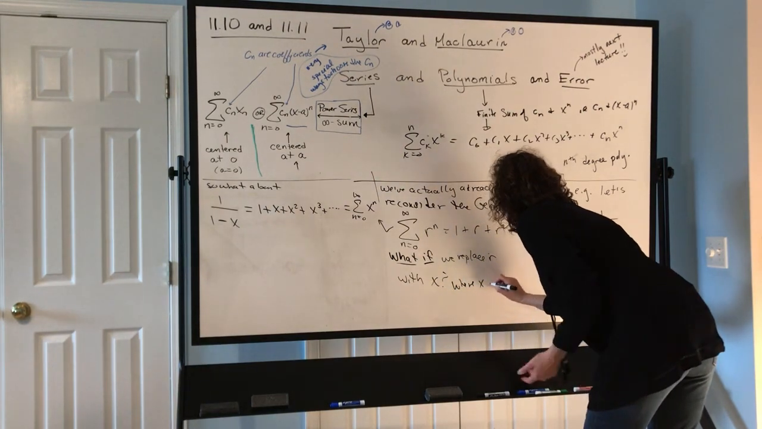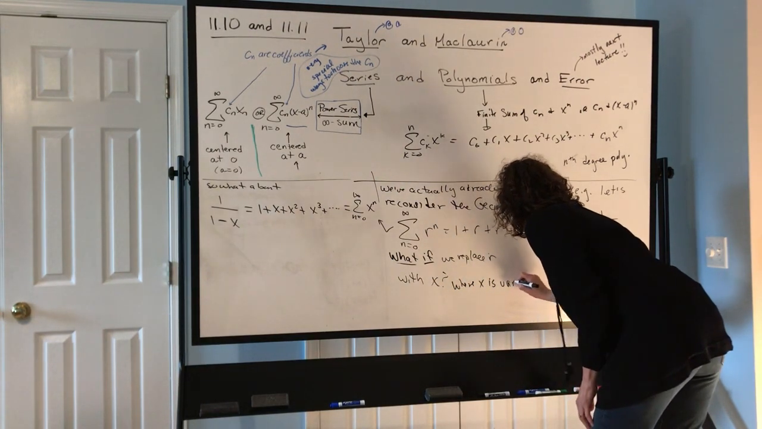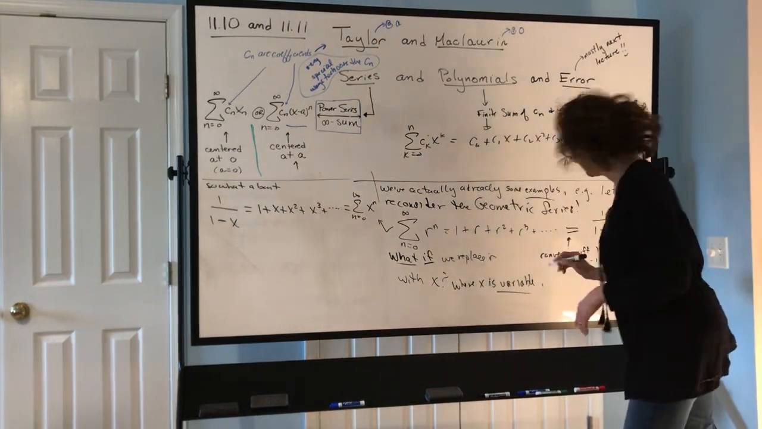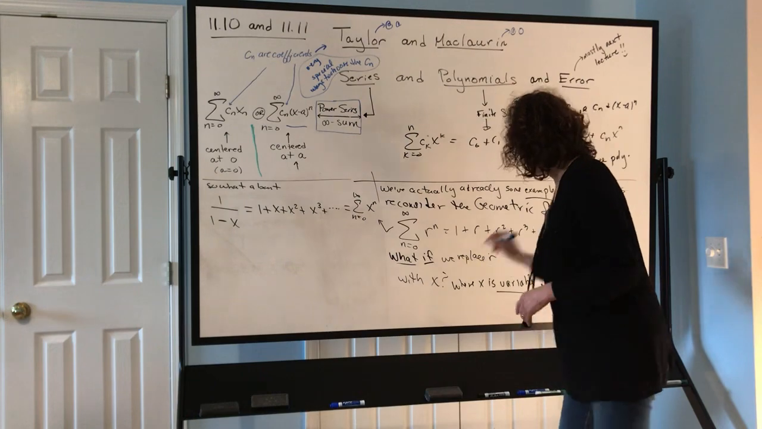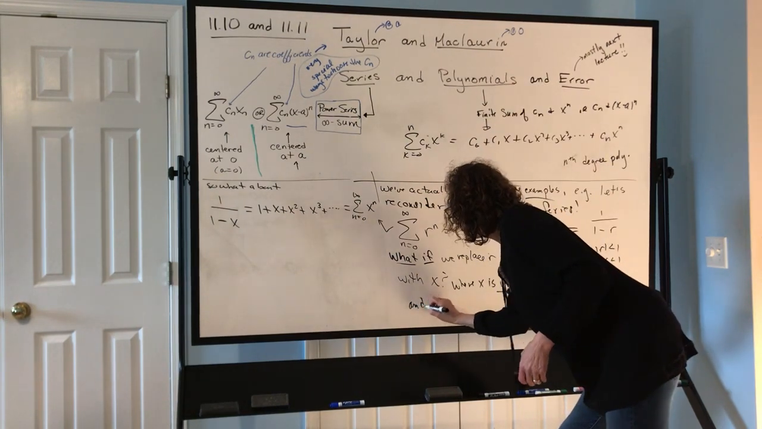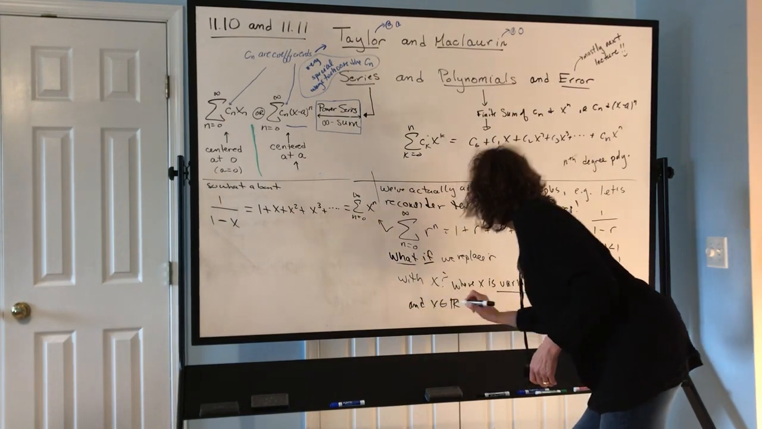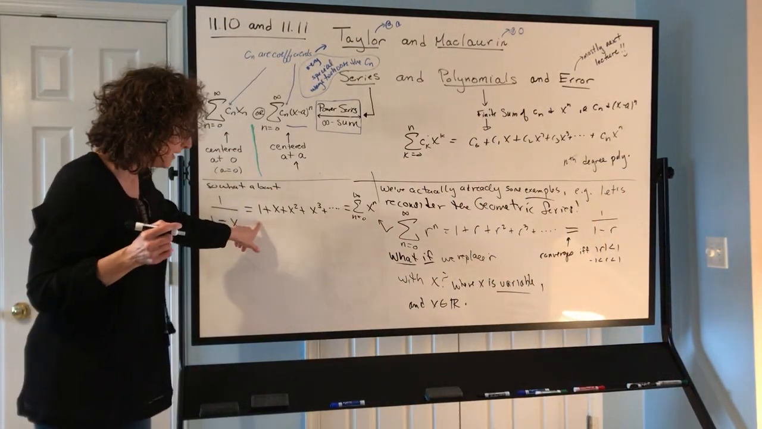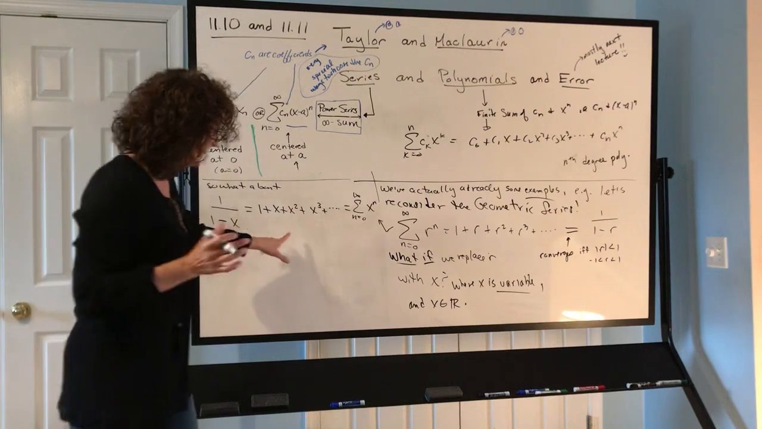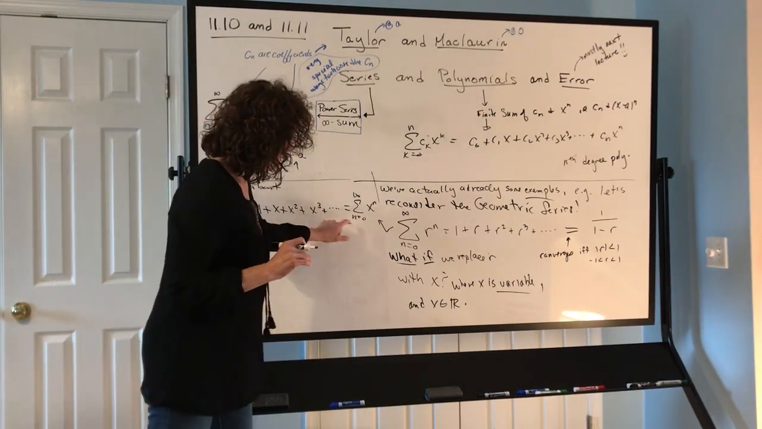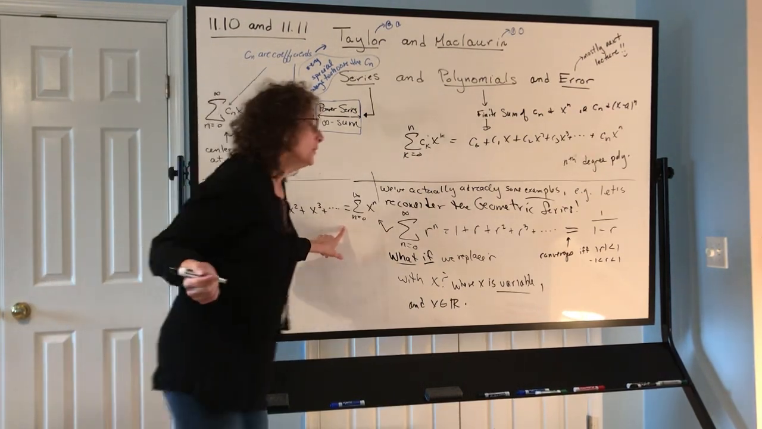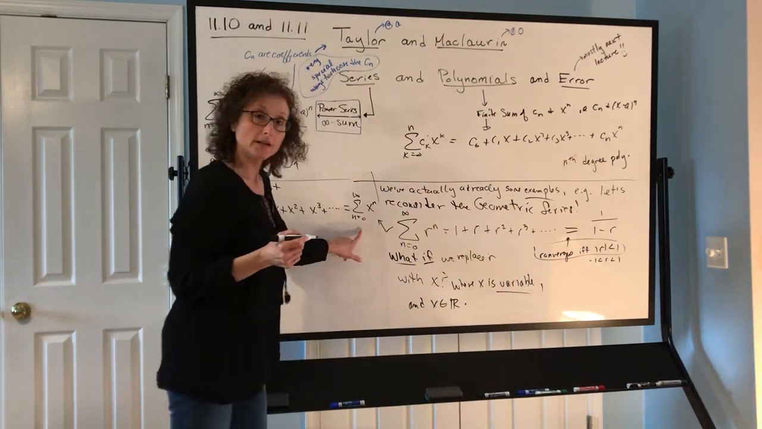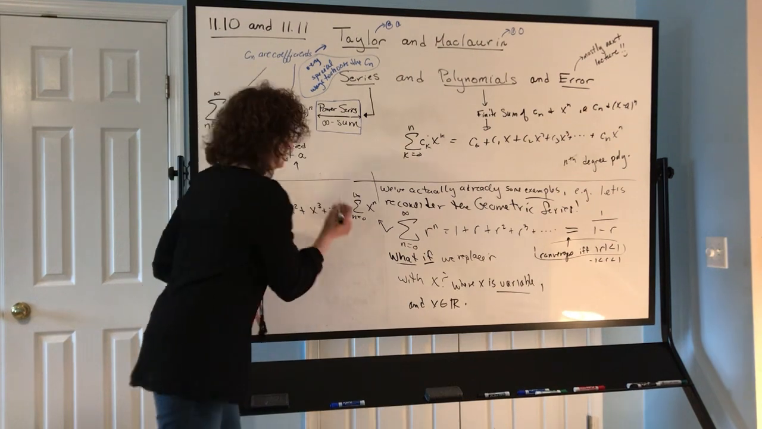Where x is a variable, right? Not a parameter, not a constant x, not a constant r. X is a variable, and x is an element of the real numbers. So we can ask this question about this thing. But really, what are we asking? We're asking a couple of different things. We're asking, well, what is this piece equivalent to? We're really asking, what is the interval of convergence of this series?